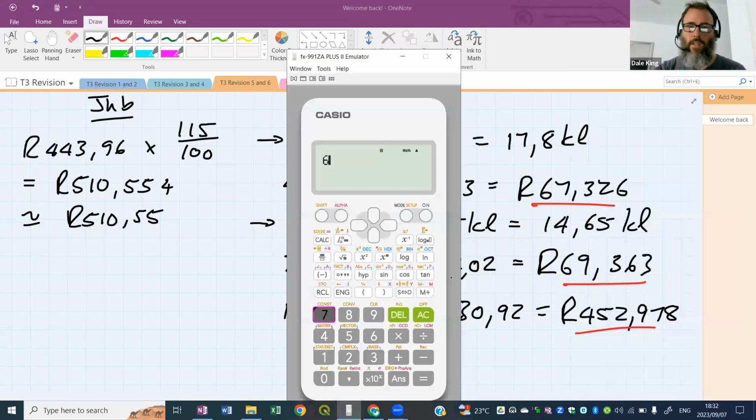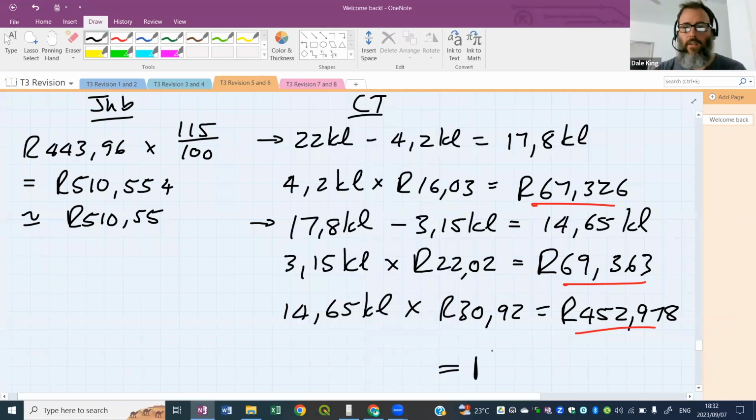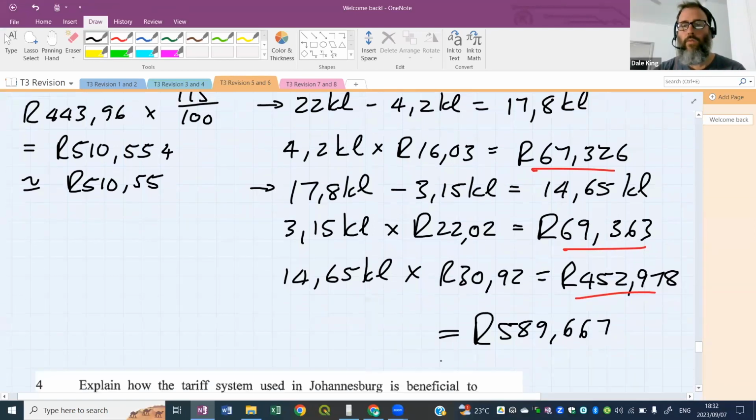Just move that thing over there and bring the calculator this side. So I'm going to say 67.326 plus 69.363 plus 452.978. 589.667. 589.667. And we round that off: 589.67. You happy with that, Ben?